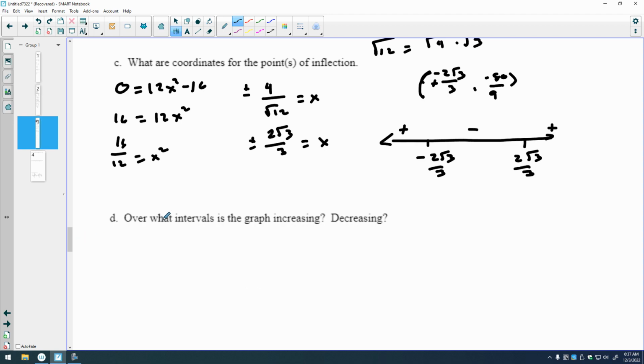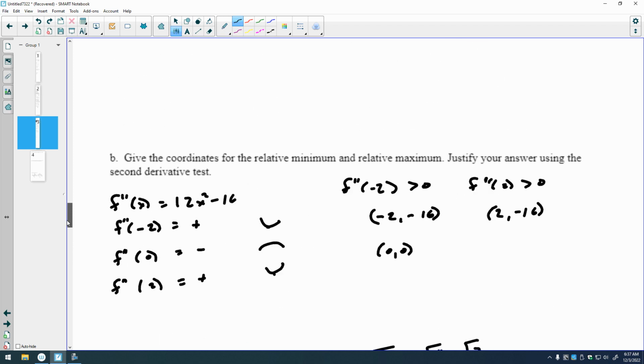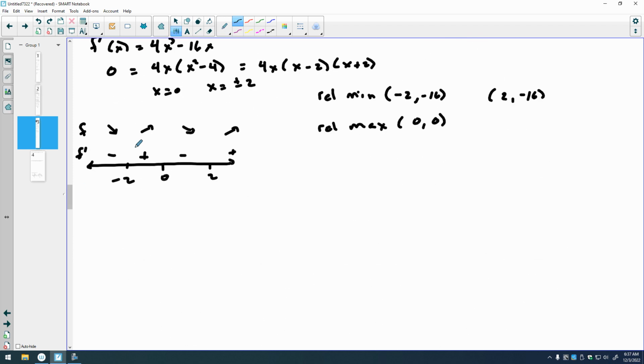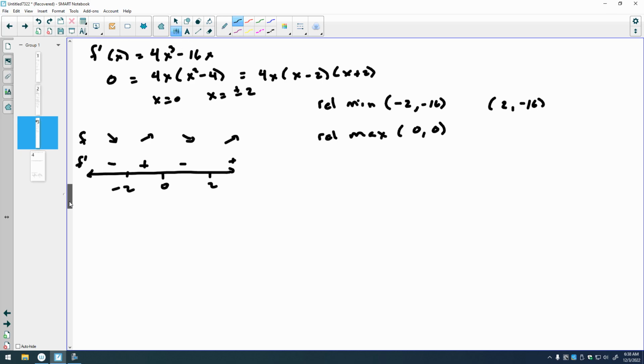Okay, now this is just summarizing your information that we already have. There's no more work to be done here. Over what intervals is my graph increasing? Go back up here to the original. Increasing from -2 to 0, increasing from 2 to infinity. Where is it decreasing? From -infinity to -2, and from 0 to 2. And that's on the answer key. I don't need to rewrite that.